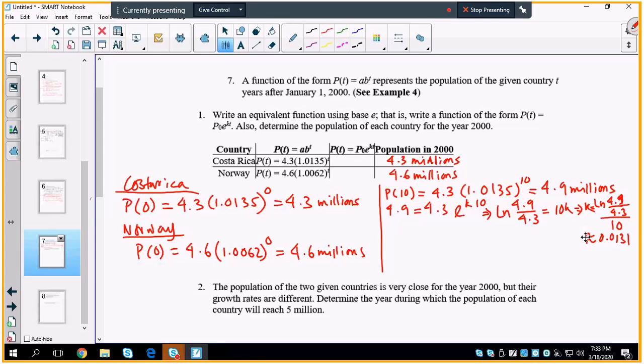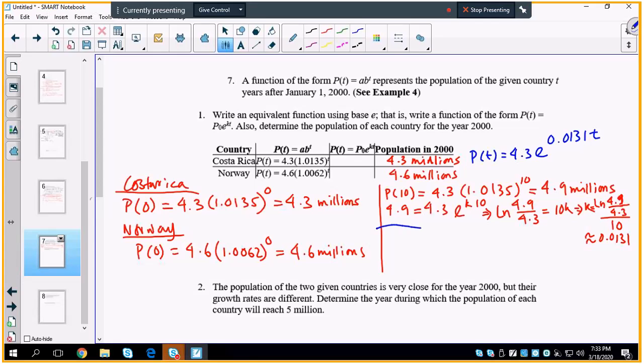So what is going to be the model? The model for Costa Rica is going to be p of t equal to, remember this is 4.3, the initial population, times e to, I don't have enough space here, so let me write down beside this. So p of t is equal to 4.3 times e to the power 0.0131 times t. That's the population model for Costa Rica.